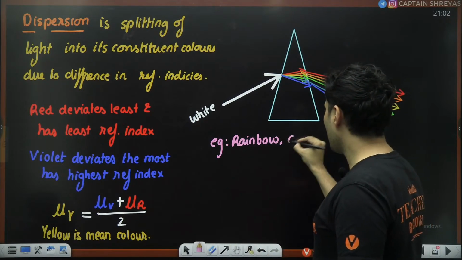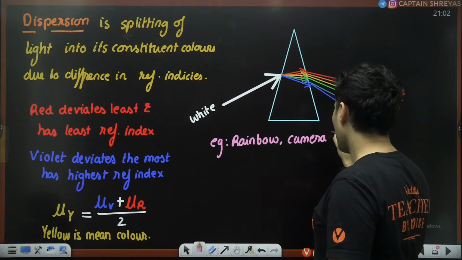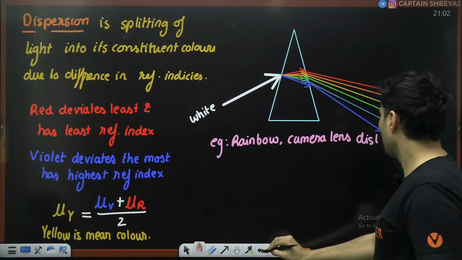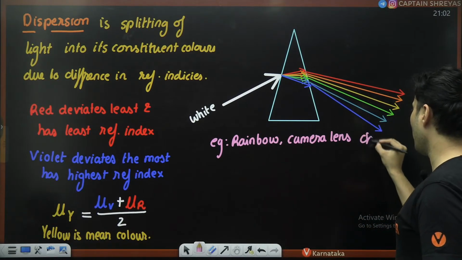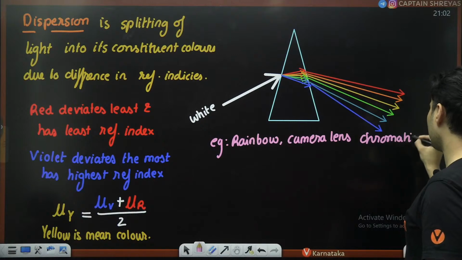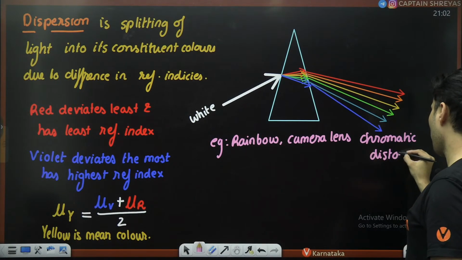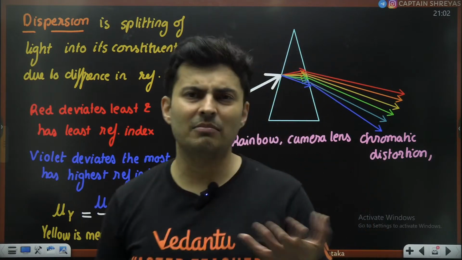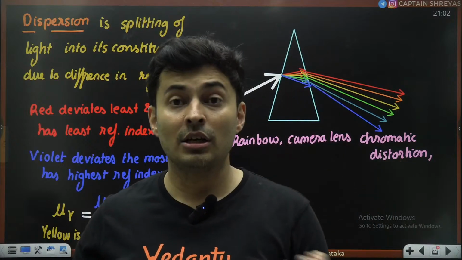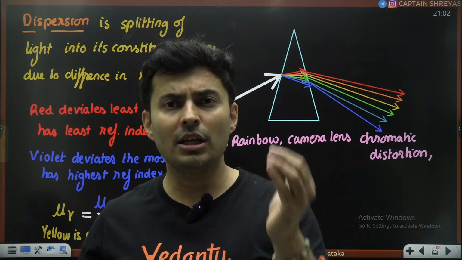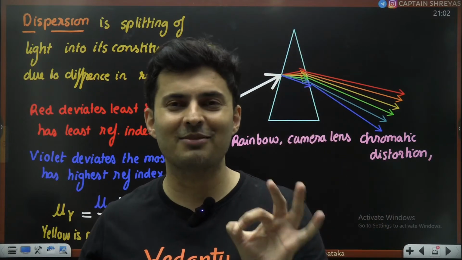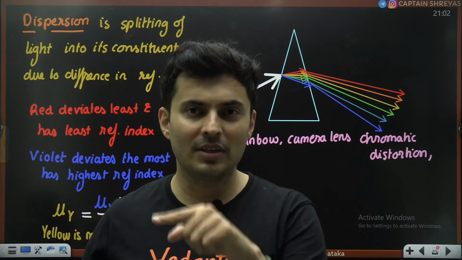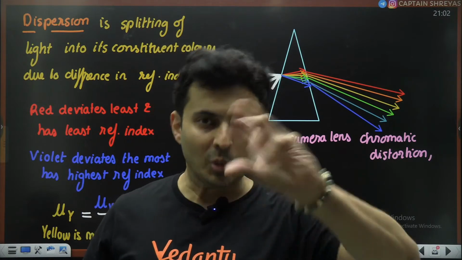Or even in your camera lens, this happens. And sometimes you might see chromatic distortion, which happens because of this dispersion. Imagine some person is wearing a colorful dress. When it enters the camera lens, each color will go in a different way because of the dispersion phenomenon. So you might not get a very clear image. So this phenomenon of dispersion affects the camera lenses, so they have to correct it also.